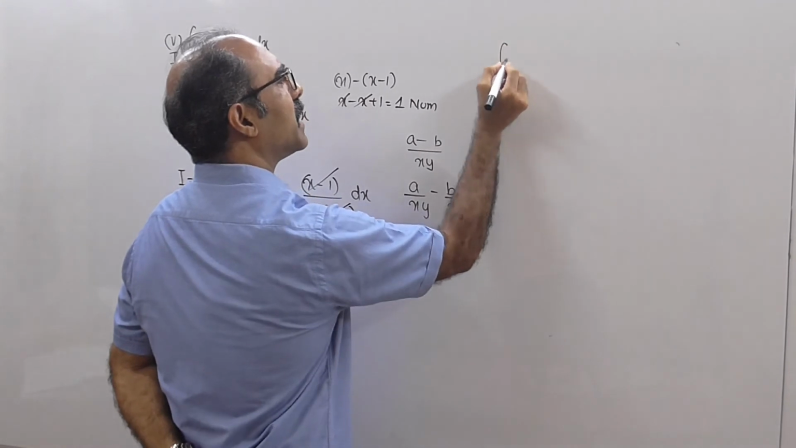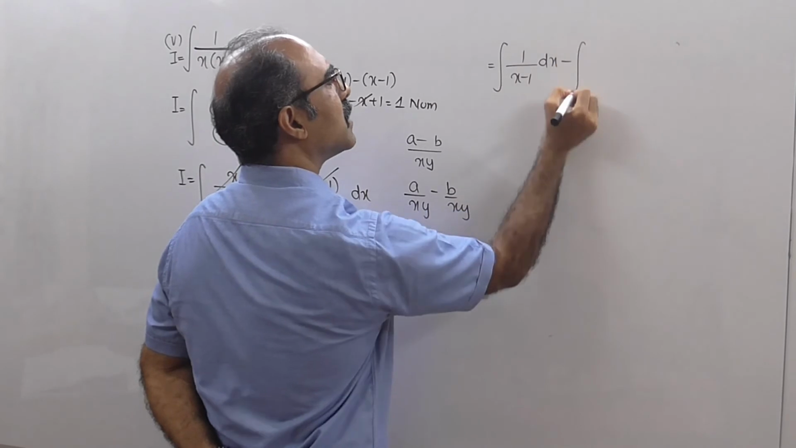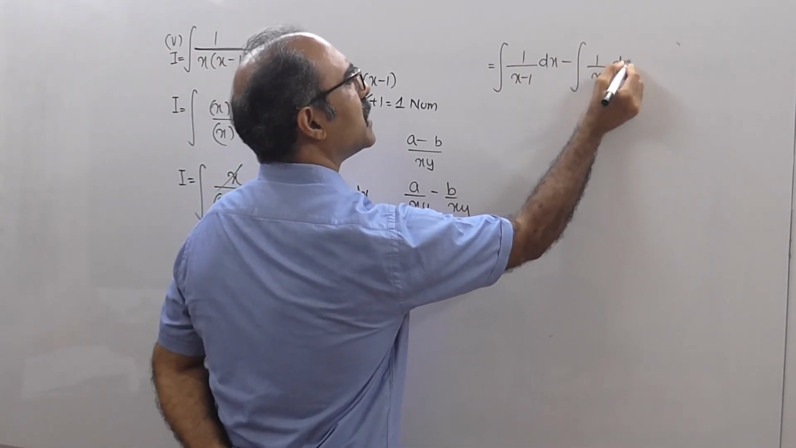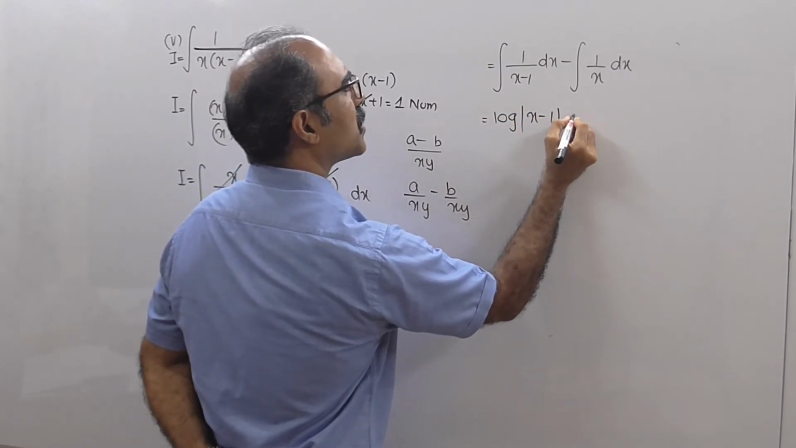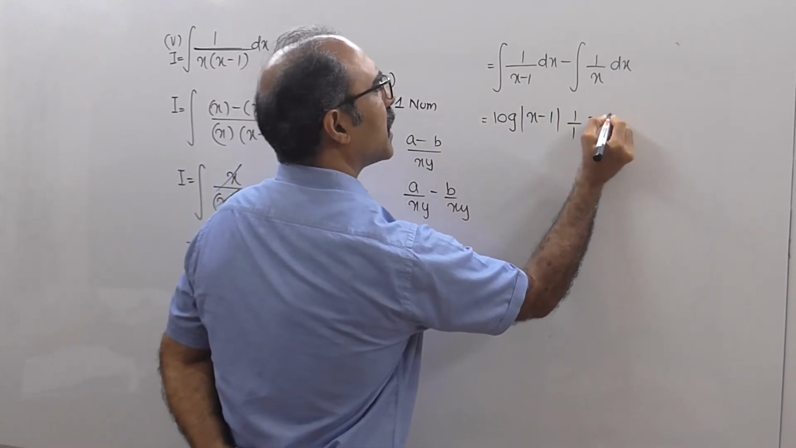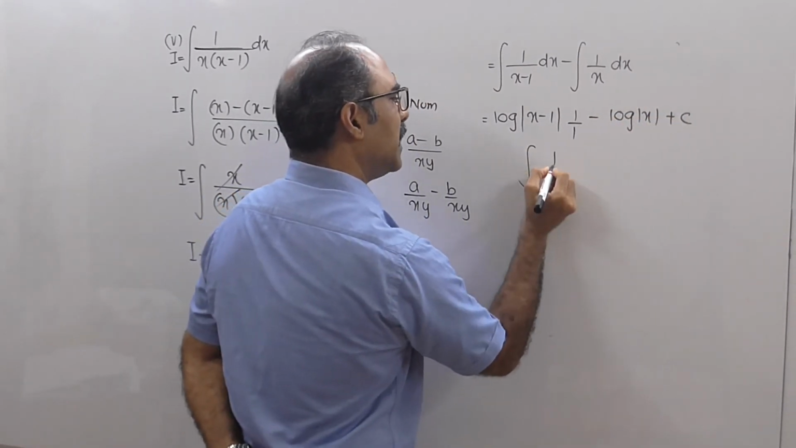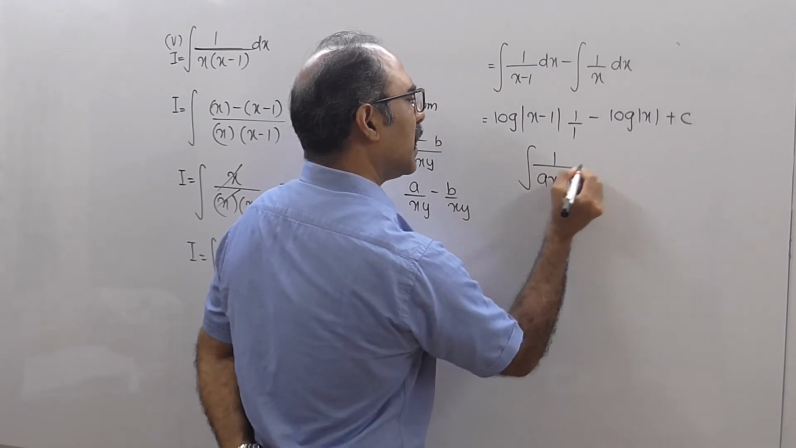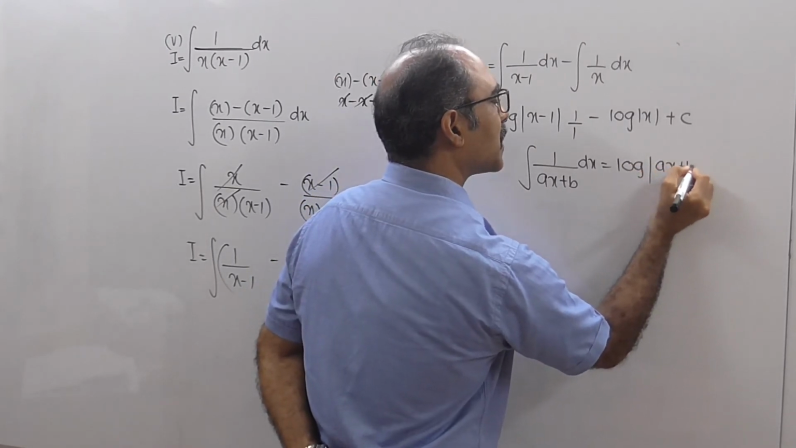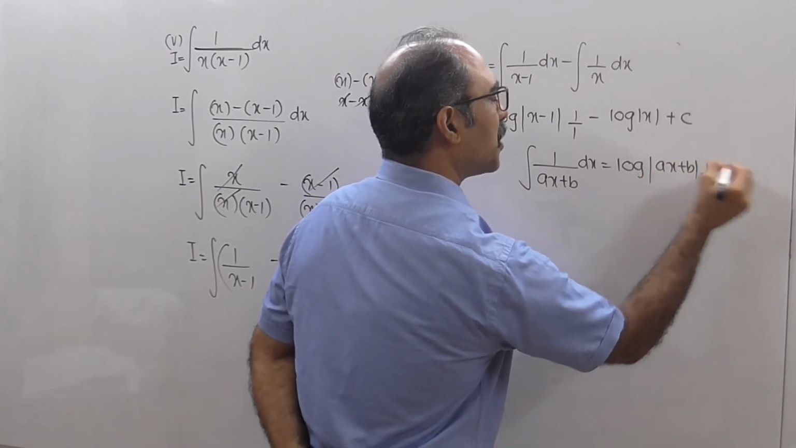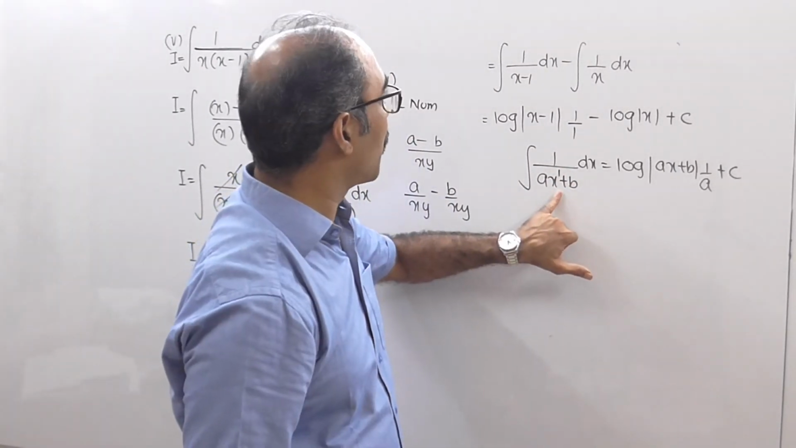So you can split the integration as 1 upon x minus 1 dx, minus 1 upon x dx. Integration of 1 upon x minus 1 is log modulus of x minus 1 into 1 upon 1. Integration of 1 upon x is log modulus of x, plus c. See, what is the integration of 1 upon ax plus b dx? I think the answer is log modulus of ax plus b multiplied by 1 upon the coefficient of x, plus c. This formula is applicable if it is a linear equation, meaning the power of x is 1.